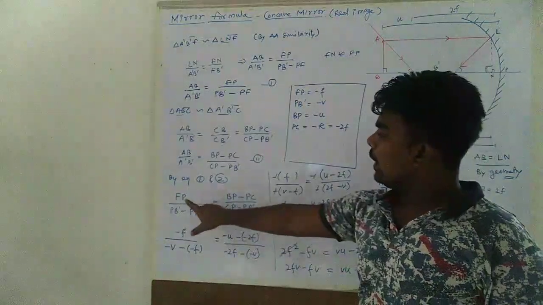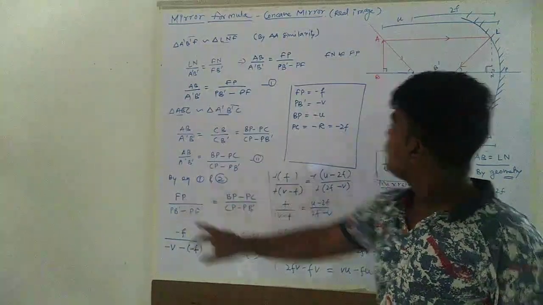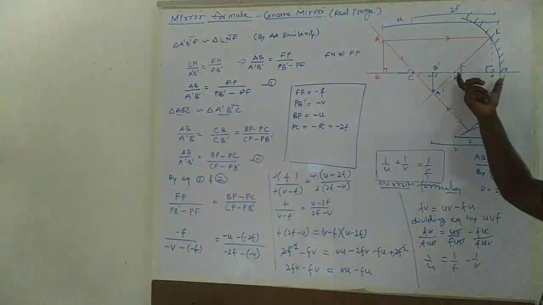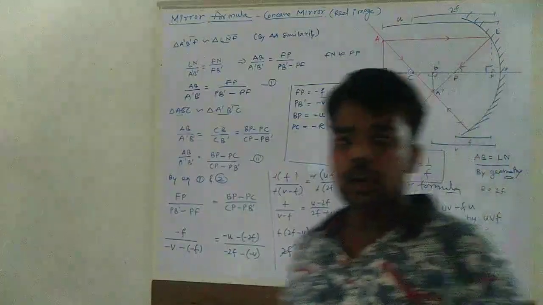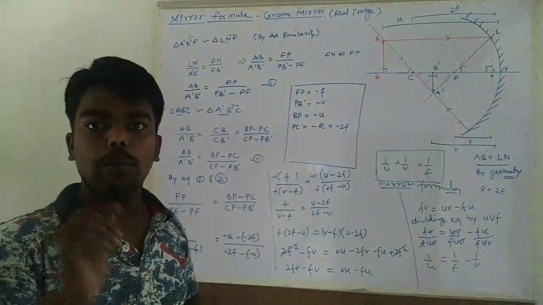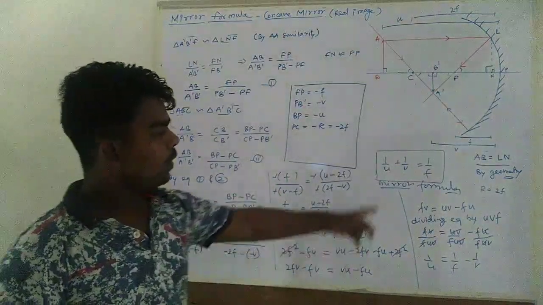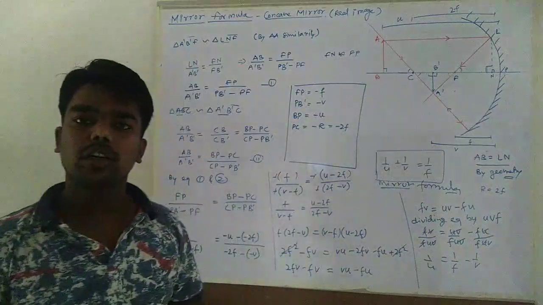And whenever you put values here, these values like FP are only distances. When you put the values, you will put them along with the sign convention. Then after putting the values and simplifying a little, you have this relation. So that is your mirror formula.